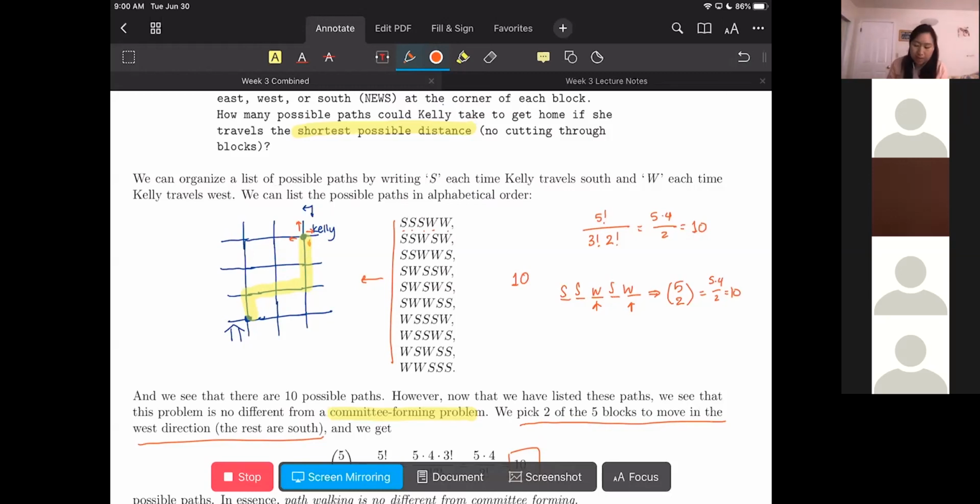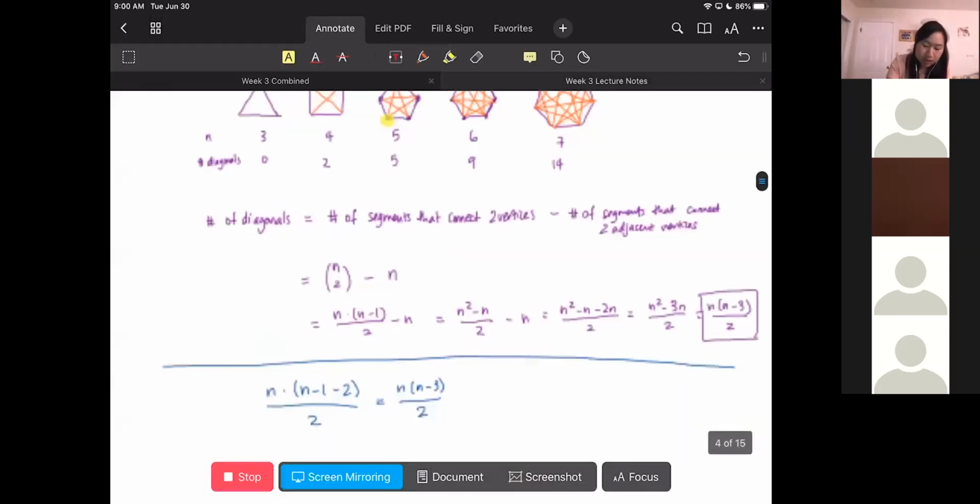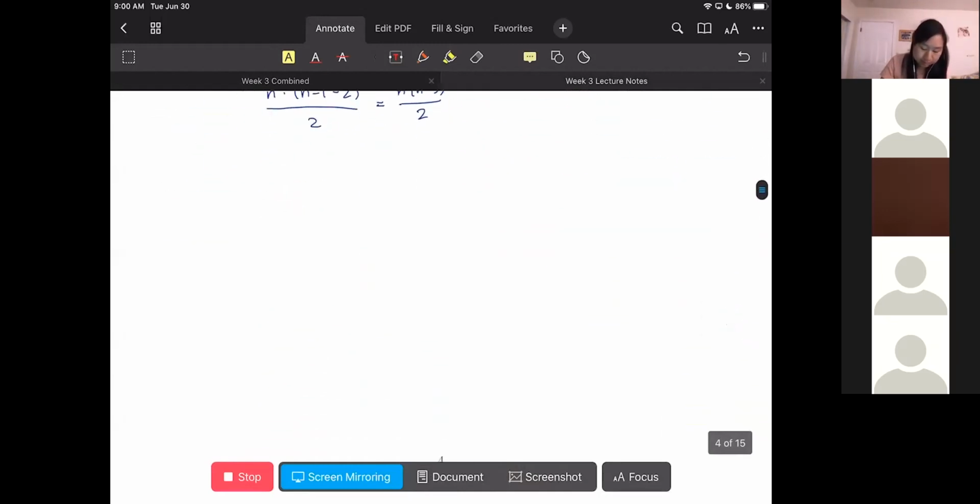And remember last week we also talked about this identity where n choose k equals n choose n minus k. So here, that's what gives us that 5 choose 2 equals 5 choose 3. Okay, thank you. All right, let's do a couple examples to make sure we get this concept.